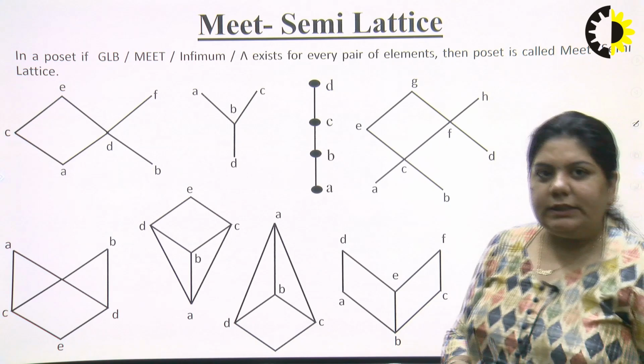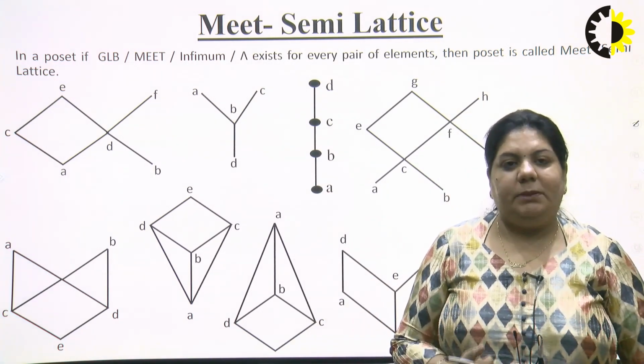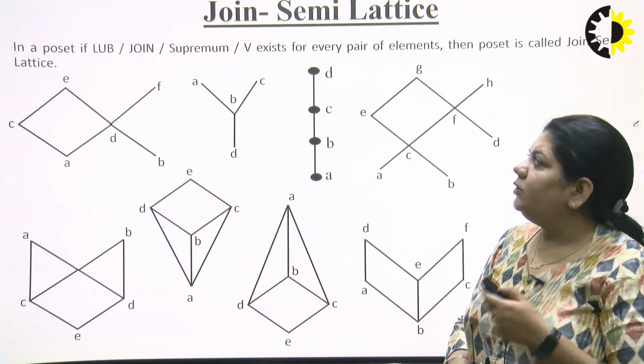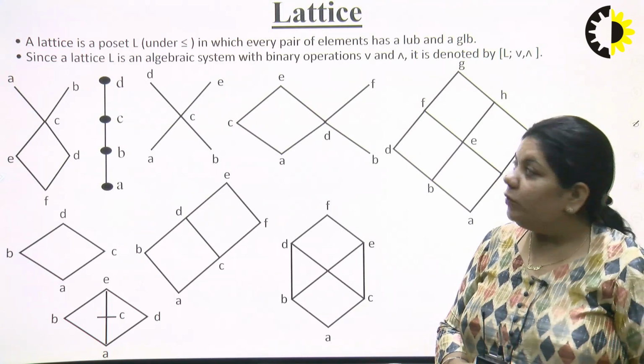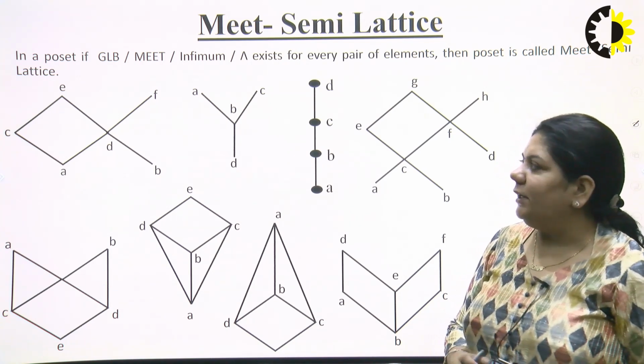Before discussing what a lattice is, let us discuss semi-lattices, which are of two types: meet semi-lattice and join semi-lattice. And then we will discuss what a lattice is. First of all, let us discuss the meet semi-lattice.